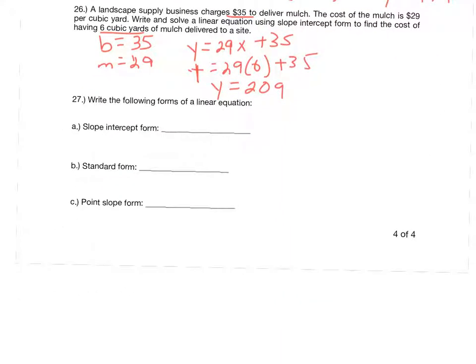All right, really quick, the last ones. Write the following forms of a linear equation: slope-intercept form. That's going to be y equals mx plus b. You should know that by now. Standard form is going to be ax plus by equals c. And point slope form is going to be y minus y1 equals your slope times x minus x1.